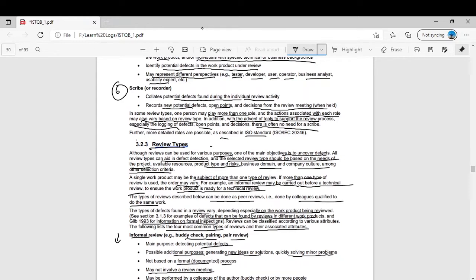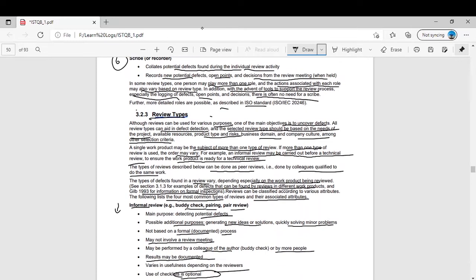If more than one type of review is used, the order may vary. For example, an informal review may be carried out before a technical review to ensure the work product is ready for technical review. If you are applying more than one review on a work product, as they are giving an example, first of all you do an informal review, so that you are sure that everything is in place, and then you go to the technical review or formal review. The types of review described below can be done as peer reviews, i.e. done by qualified colleagues qualified to do the same work.